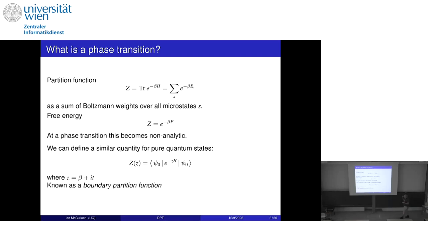And a notion of this really in classical phase transitions and equilibrium phase transitions in general is this notion of a partition function. So we define our partition function as a trace of the exponential of the Hamiltonian, as a sum of Boltzmann weights over all possible microstates S, from which I can define a free energy essentially as the negative log of my partition function. So then the classical definition of a phase transition is some point where my partition function becomes non-analytic in the thermodynamic limit.